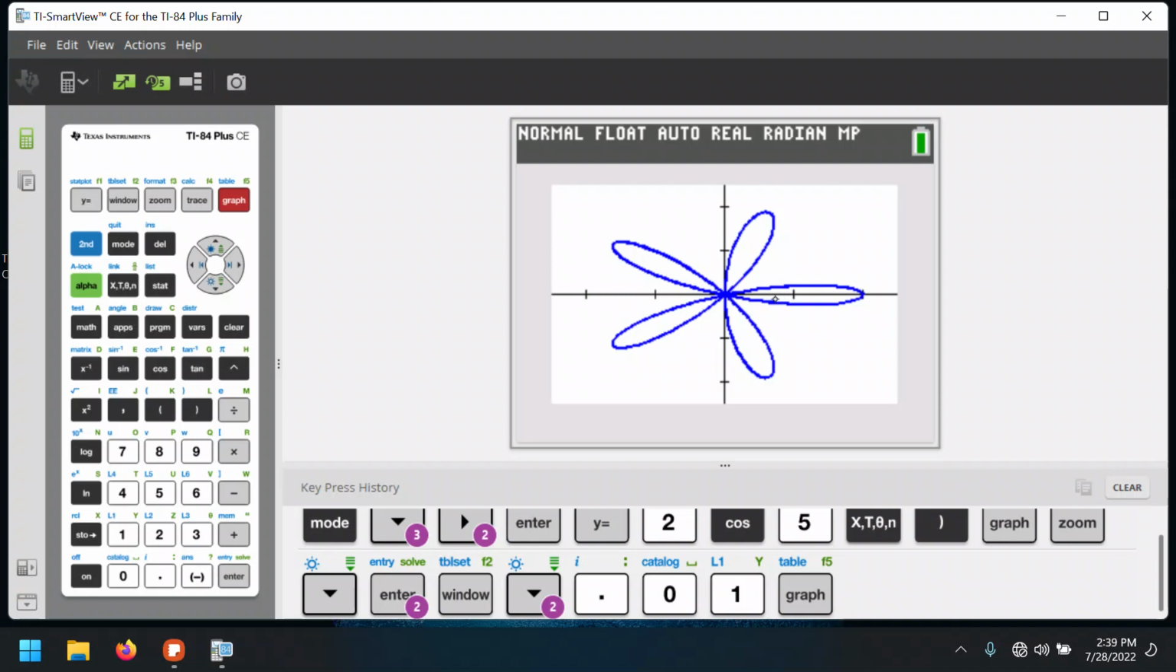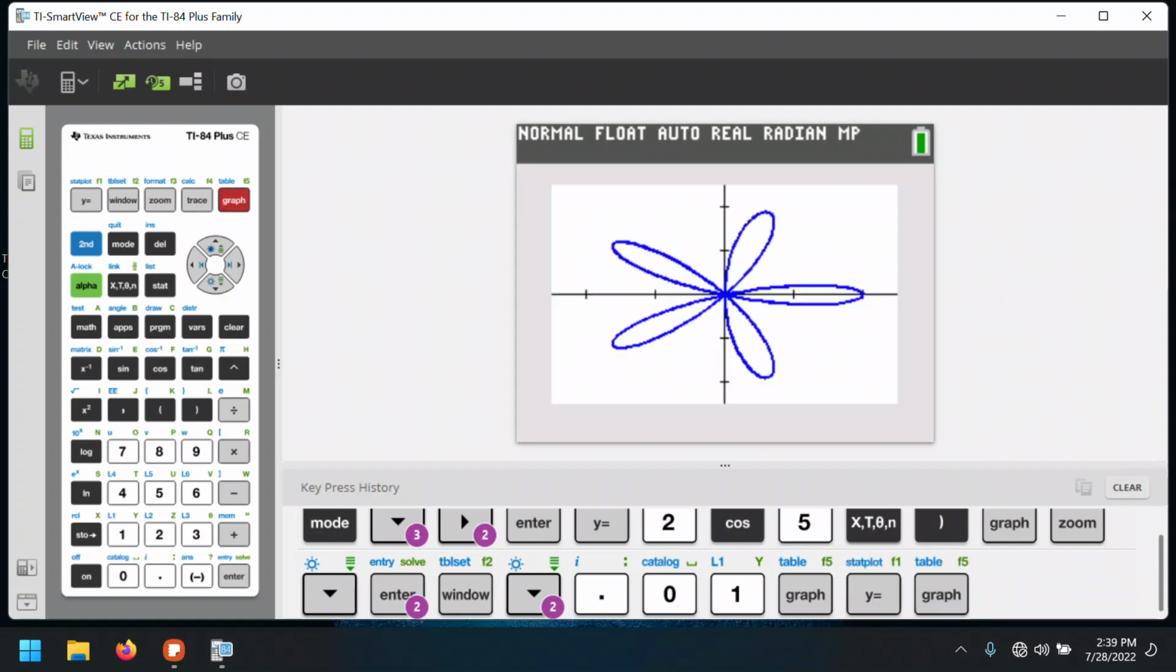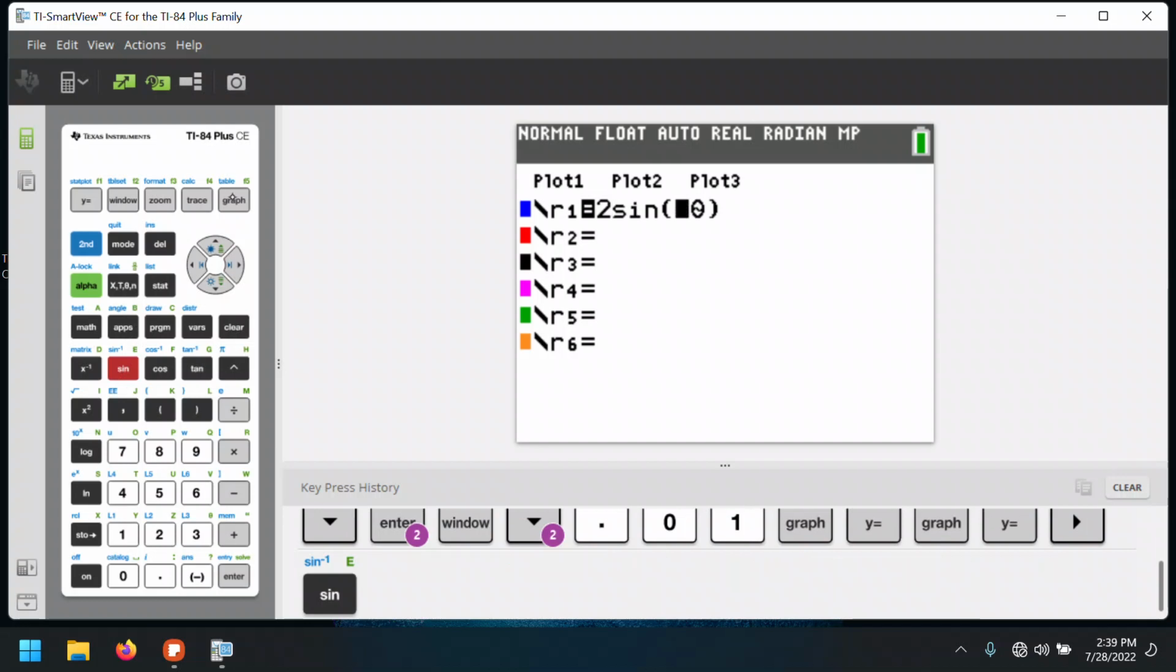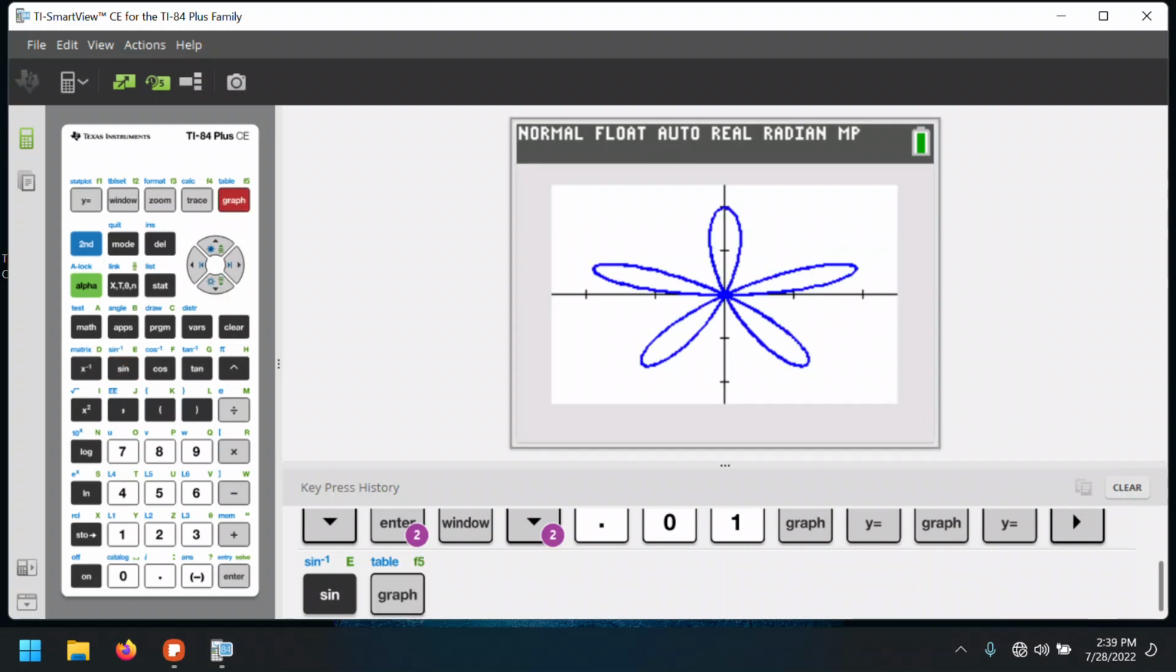Notice how you can think of this as the main leaf. Do you see this main leaf is being extended along the x-axis? That's because we have a cosine function. Let me change this to a sine and see what happens. Do you see that main leaf now extending towards the vertical axis?